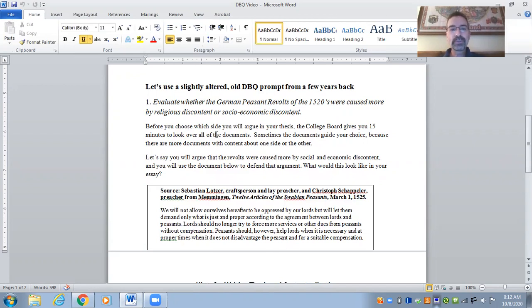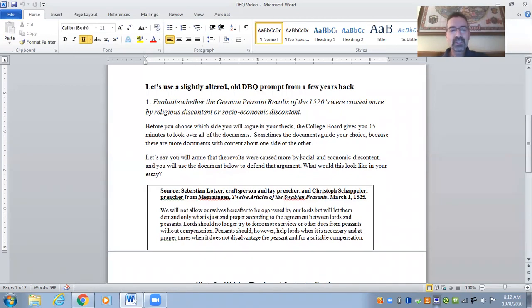As I said earlier, before you choose a side, it's always good to look over the documents and see, are they kind of guiding me to pick one or the other? Are there a whole bunch of documents in there that mention social and economic problems, or are there a bunch that talk about religious problems? If I see there seems to be more of one than the other, I might want to use that as my main argument and use the other as my counter argument. Let's say after we look over all this stuff, we notice that there were plenty of them that talked about social and economic problems. So that's going to be our main argument.